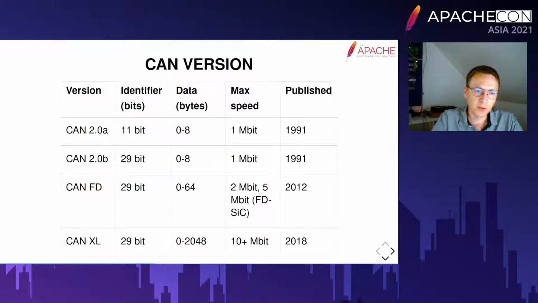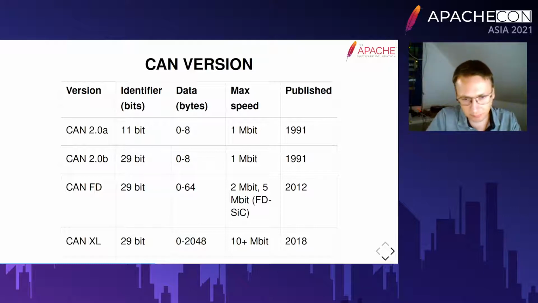Both 2.0A and 2.0B can go up to 1 megabit, and more recent releases like CAN FD and CAN XL can go much faster. CAN FD stands for flexible data rate, and this is the most recent release of the CAN specification, which allows burst transmission during the data transmission phase. So we can pass more data in the same time, and the length of the data block in the CAN FD frame is bigger. For CAN XL it's even higher, going up to 2048 bytes.